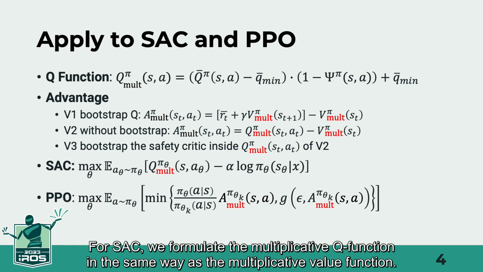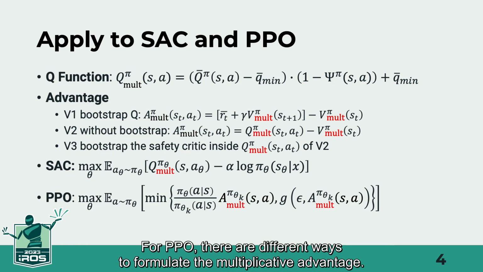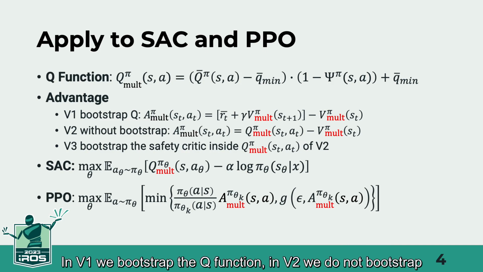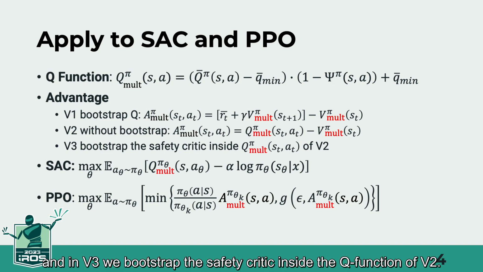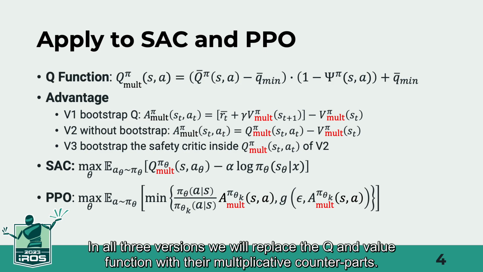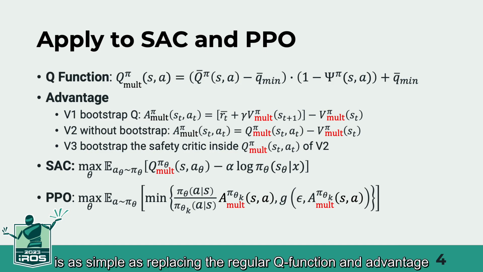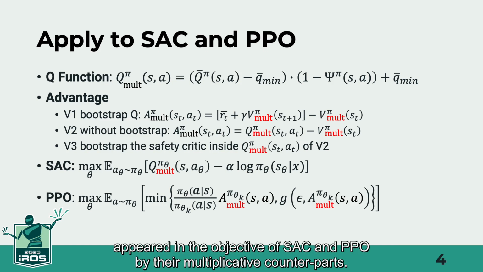For SAC, we formulate the multiplicative Q function in the same way as the multiplicative value function. For PPO, there are different ways to formulate the multiplicative advantage. We investigate three variations. In V1, we bootstrap the Q function. In V2, we do not bootstrap, and in V3, we bootstrap the safety critic inside the Q function of V2. In all three versions, we will replace the Q and value function with their multiplicative counterparts. Now applying our idea to SAC and PPO is as simple as replacing the regular Q function or the advantage appearing in the objective of SAC and PPO by their multiplicative counterparts.